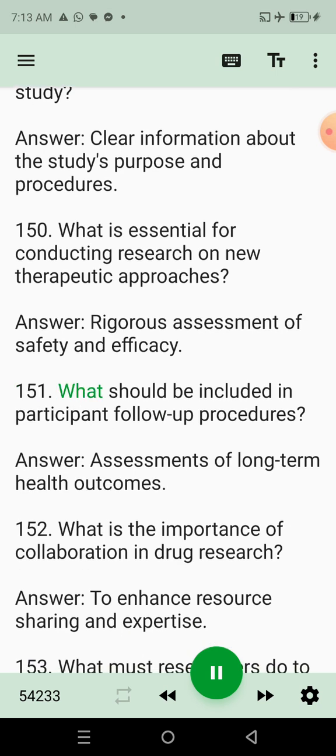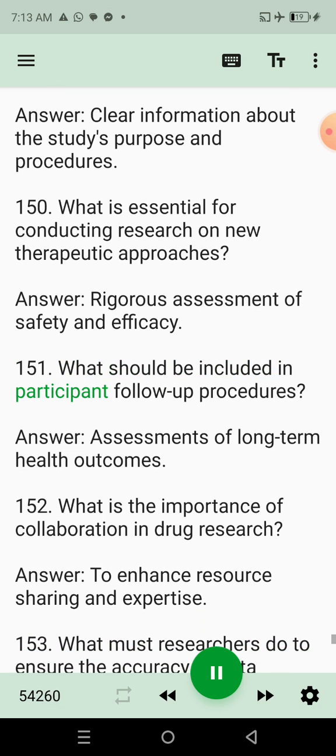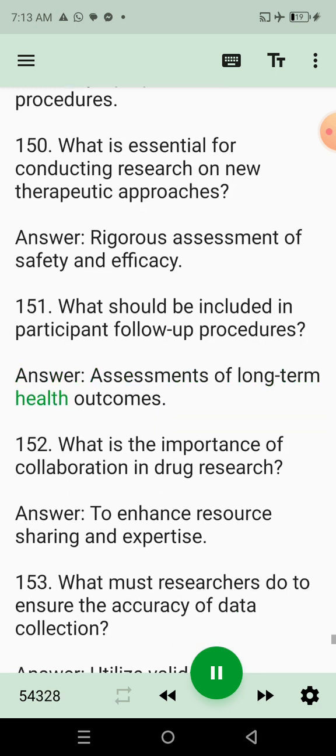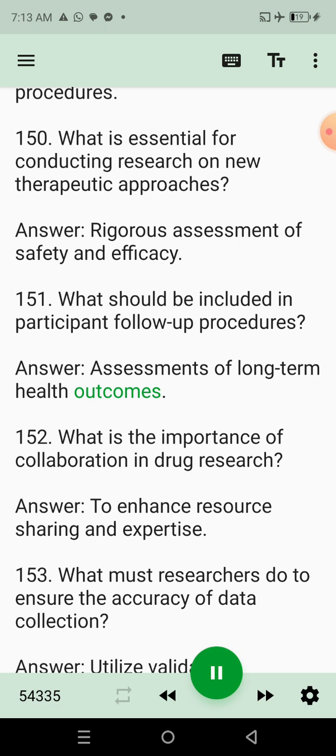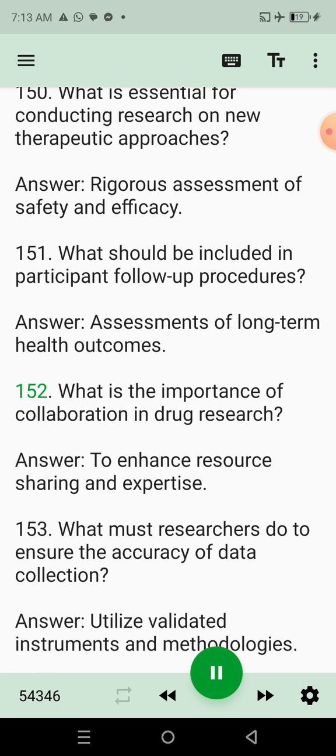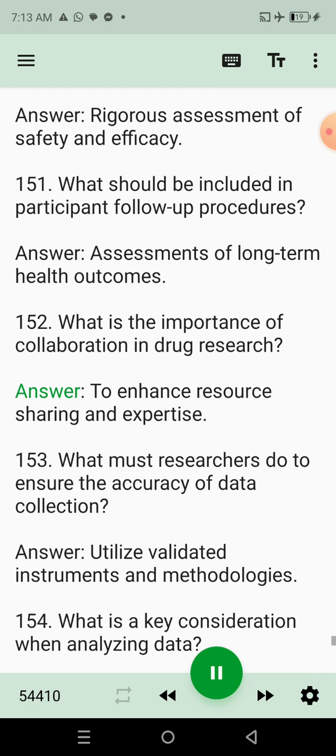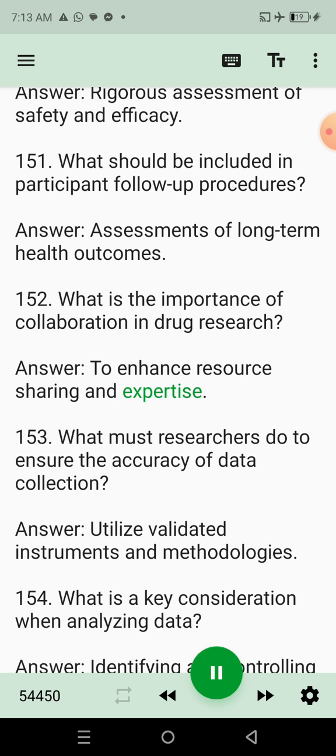151. What should be included in participant follow-up procedures? Answer: Assessments of long-term health outcomes. 152. What is the importance of collaboration in drug research? Answer: To enhance resource sharing and expertise.